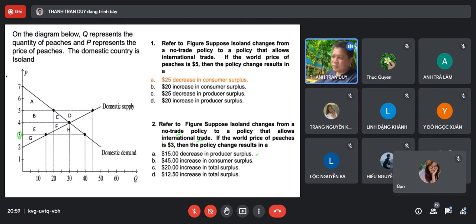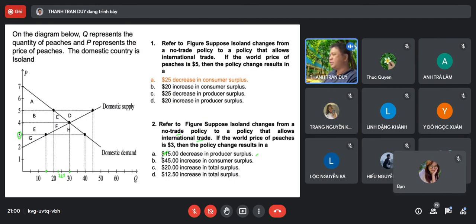If we change from no trade to free trade, the producer surplus will change. Just tell me decrease or increase. Decrease. How much? Which part? EF. EF how much? EF is 30 and 15. So the average will be 22.5. That is not correct.